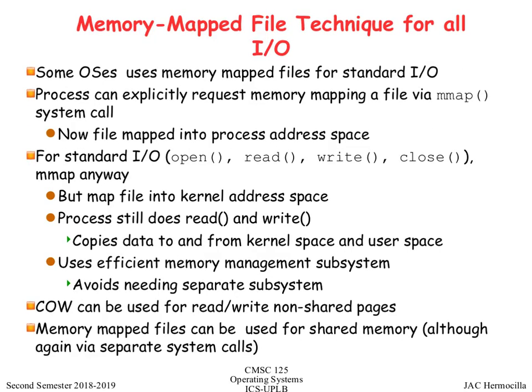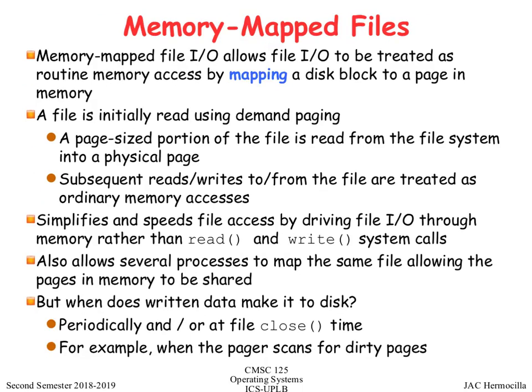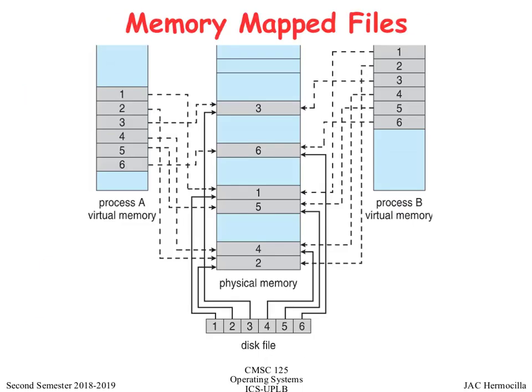Now, how does this work? This is for I/O. So this is an illustration of how memory mapping works. So you have a disk file here. I'll show you later the command. A disk file is usually stored on the disk. A file is usually stored as disk blocks. Merong disk block yon. And what happens is yung size ng disk block is usually the same size as the page.